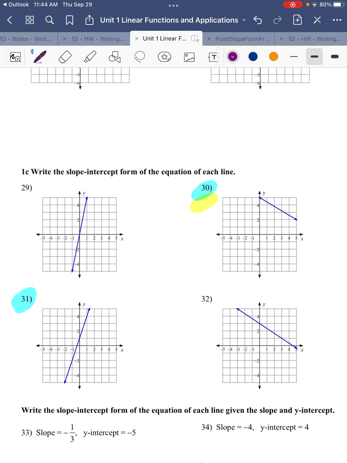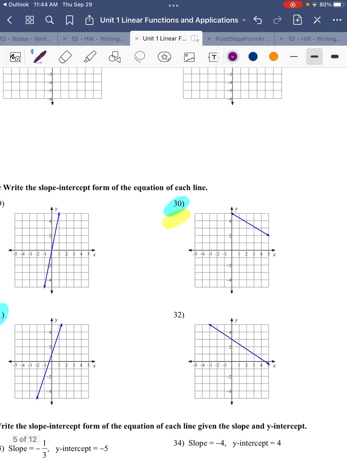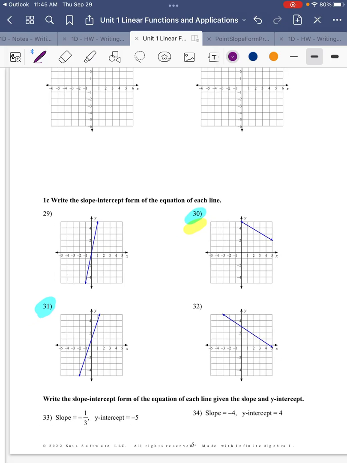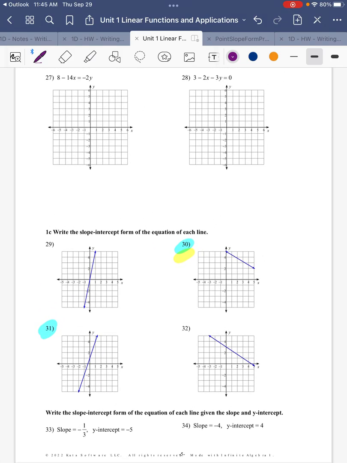I think that's going to be it. Oh, no, I'm going to work on number 30. We're going to find the slope and the y-intercept from the graph. Well, we actually already worked on these, so I'm not going to work on that one. So that is A.